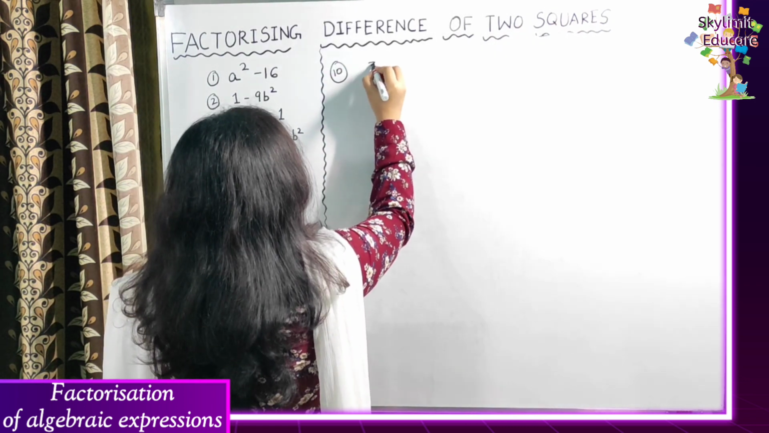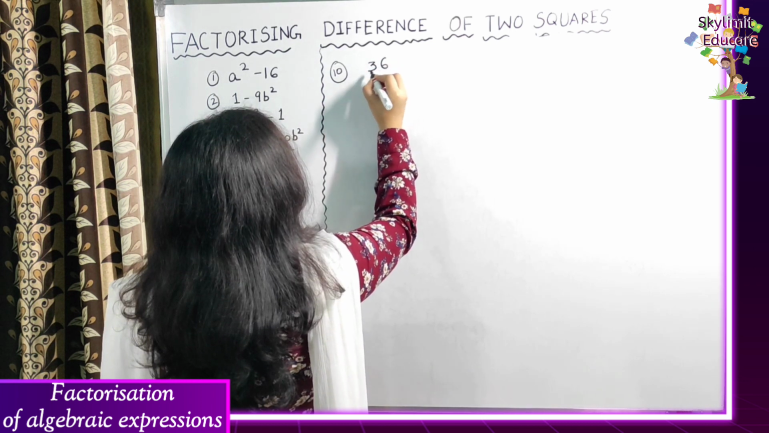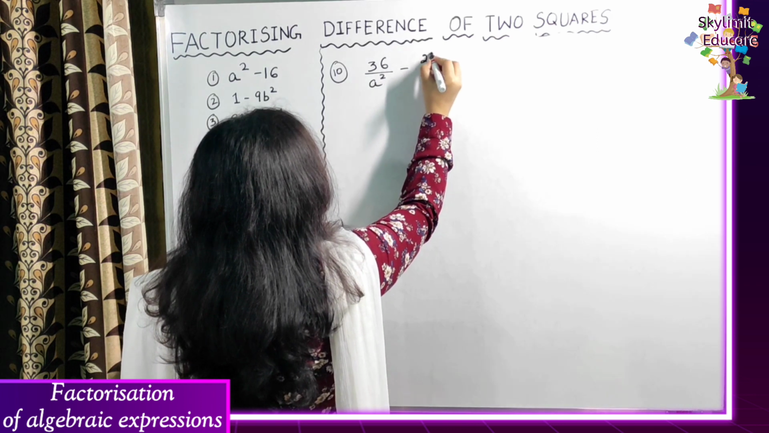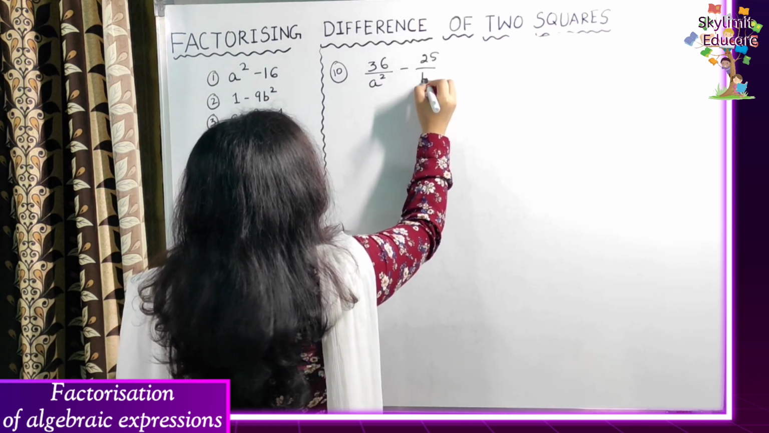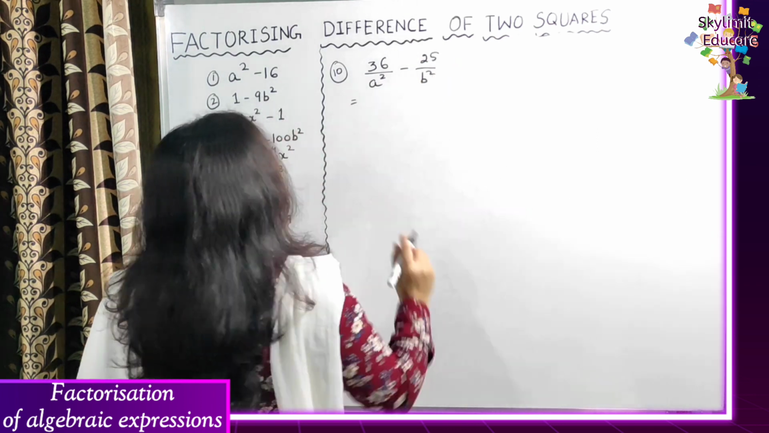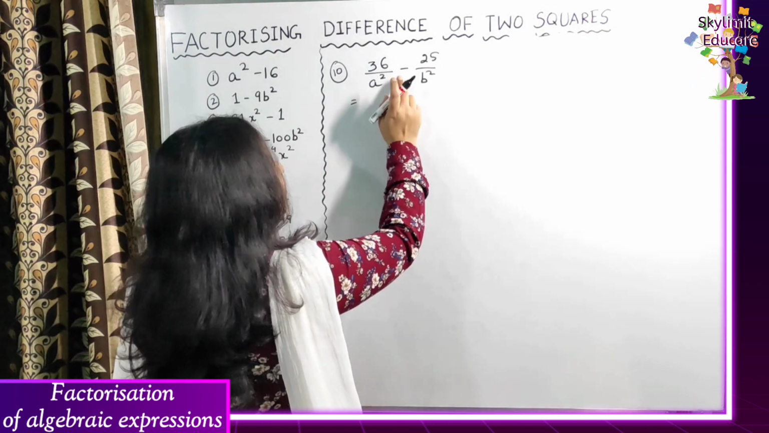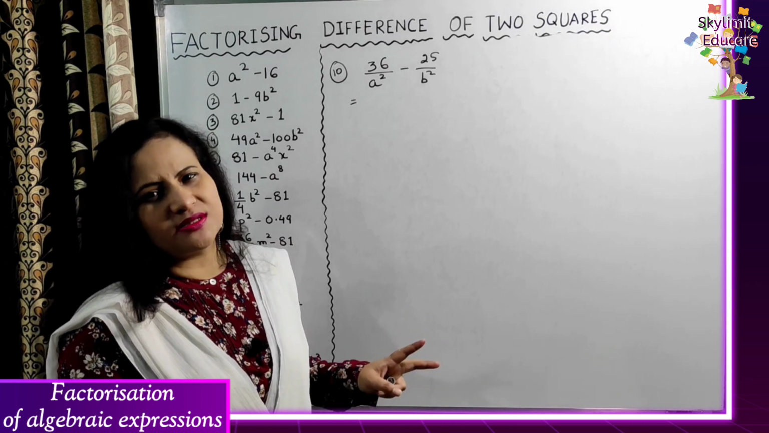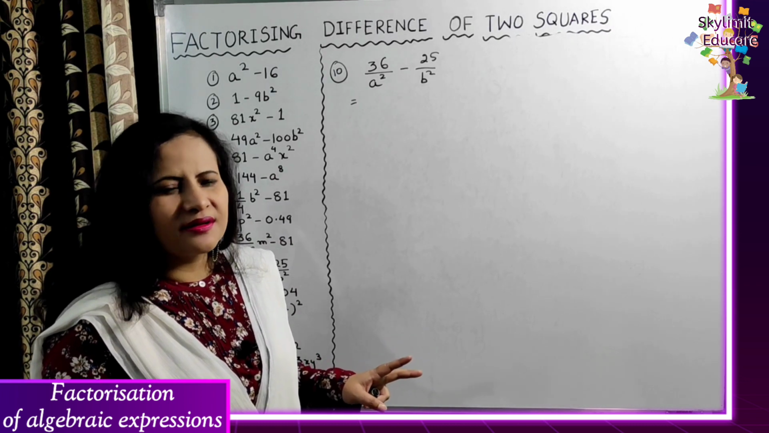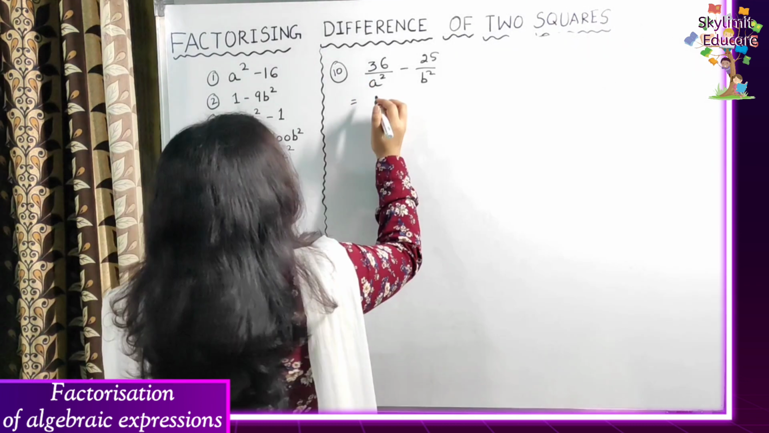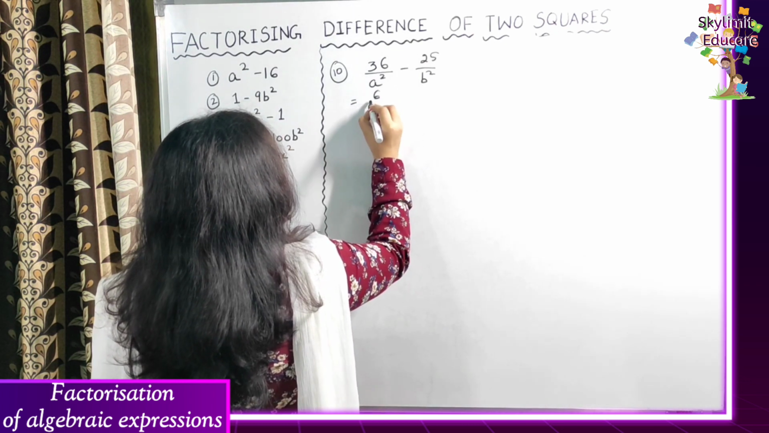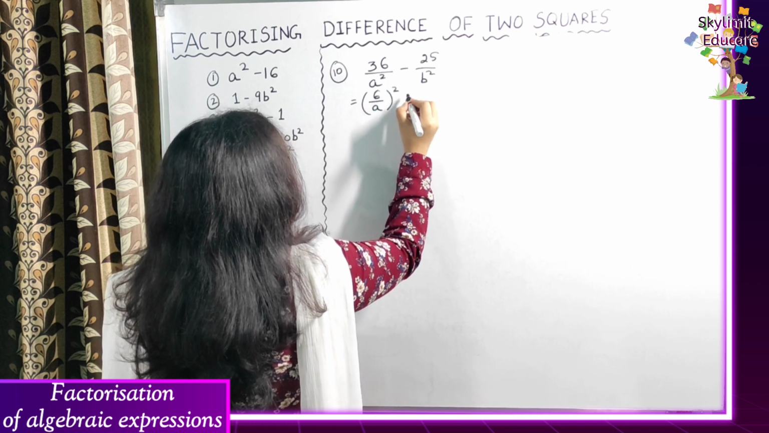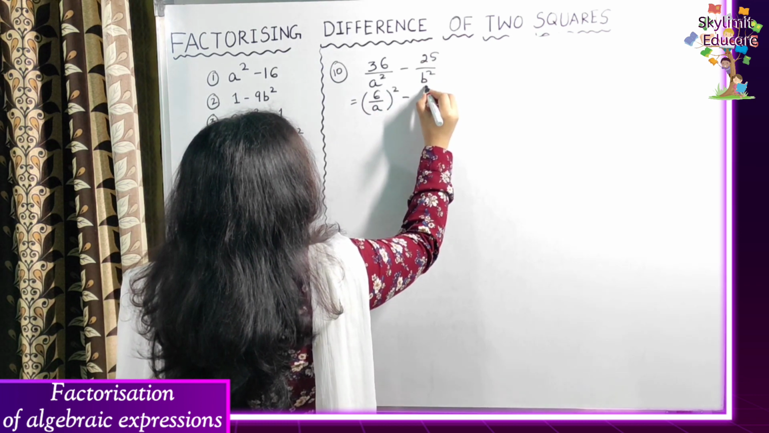36 by a square minus 25 by b square. So students, one thing to be noted here is this is applicable only when there is a minus sign. That means it's the difference of two squares, not the sum of two squares, right? Clear? So what is the square root of 36? Obviously it is 6. What is the square root of a square? A. So 6 by a whole square. So the square root of 25 will be 5.